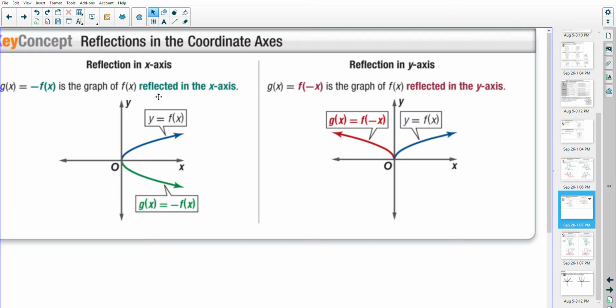Reflecting over the x-axis is where you multiply your f of x by -1. All of your positive x's would then come down to the negative x's, and vice versa. Reflecting over the y-axis is where you replace an x with a negative x. All of your x's now become negative x, and your y's would be the same.